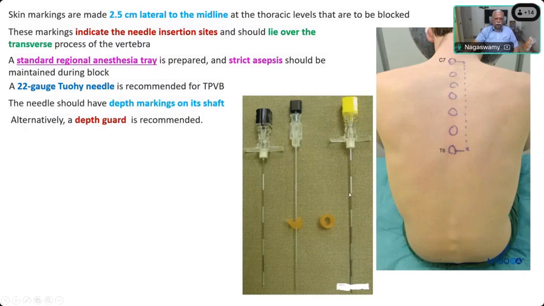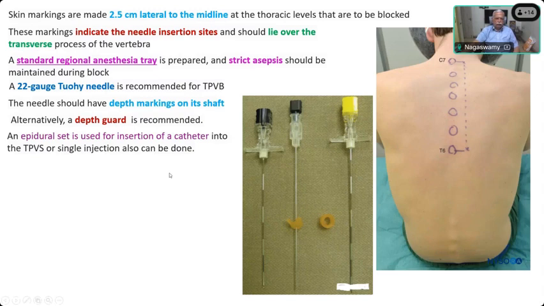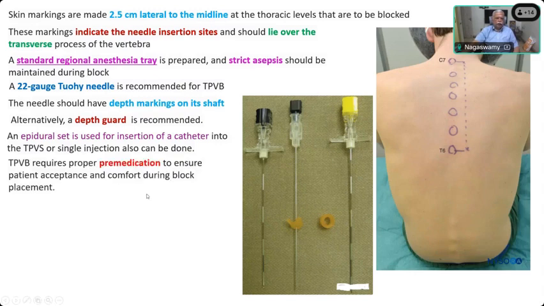So this is the Tuohy needle that you can see. It has markings, every 1 inch markings are there. All of you would be familiar with that. And this rubber thing is called the depth guard. Once you hit the bone, this will be inserted into that. You fix it at that particular level so that for every insertion you need not struggle. You can stop at this level and you will be able to hit the bone at that particular level. An epidural set can be used for insertion of the catheter, or single injections also can be done. It requires proper premedication to ensure the patient's acceptance and comfort during the block.